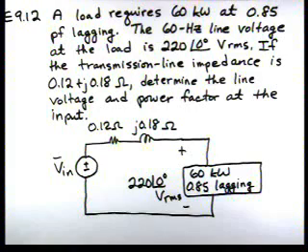Okay, for learning assessment 9.12, the problem statement is: a load requires 60 kilowatts at 0.85 power factor lagging. The 60 hertz line voltage at the load is 220 at an angle of 0 volts RMS. If the transmission line impedance is 0.12 plus j0.18 ohms, determine the line voltage and power factor at the input. So there's our circuit diagram.